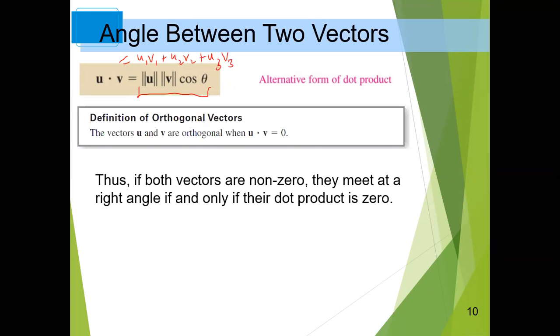Okay, u and v are orthogonal when u dot v is 0. Thus, if both vectors are non-zero, they meet at a right angle if and only if their dot product is 0. Okay, so dot product 0 tells us something about vectors being perpendicular in the case where both vectors are non-zero vectors. Okay, any questions on this before we start using some of this stuff? Okay. Well, let's keep going.